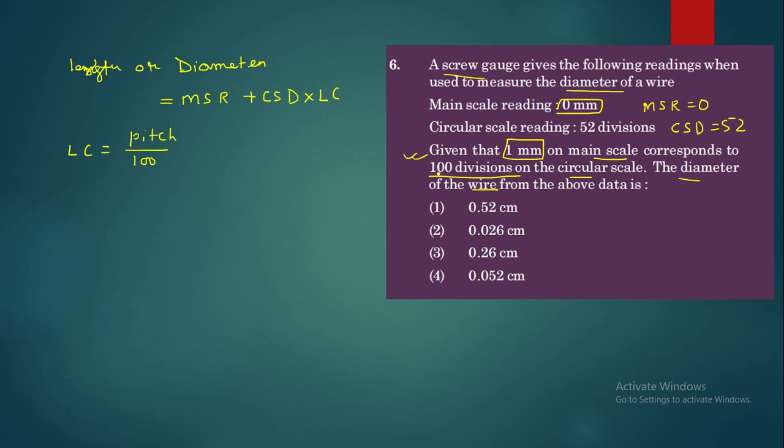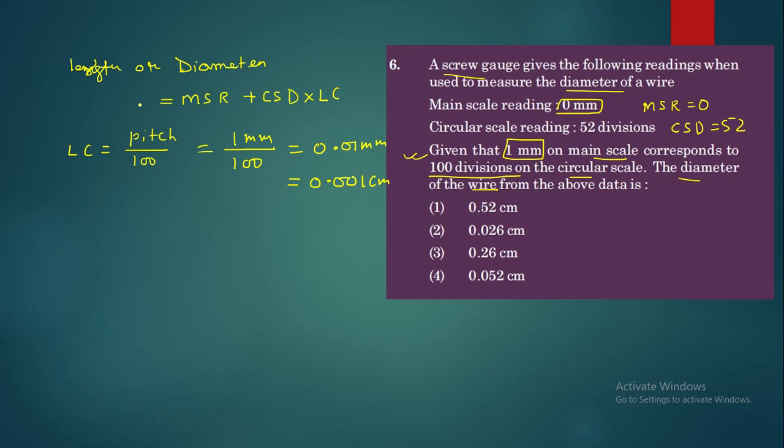It means that when we rotate the screw by 100 divisions, then the screw will move forward or backward by 1 millimeter of length. So this is the definition of the pitch. If the total number of circular divisions is 100, which I assume, then the least count will be pitch, which is 1 mm divided by 100, so the least count will be equal to 0.01 millimeter. Since the answers are in centimeter, I will just convert this into centimeter, which will be 0.001 centimeter.